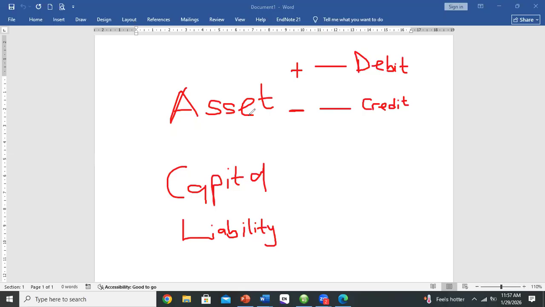So he could have said that when an asset increases, we should credit, and that would have been the principle. So I would answer your question by saying that you need to memorize it. According to the double entry principle, when an asset is increasing, we debit. And when it is decreasing, we do what? We credit. You need to memorize that.